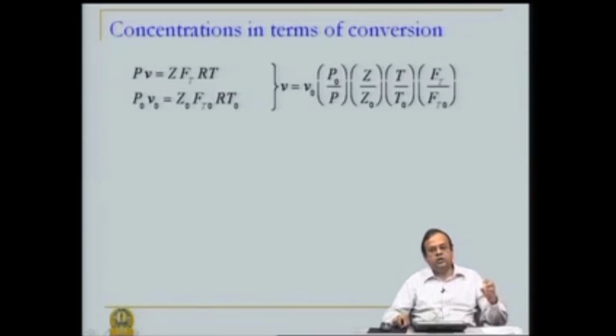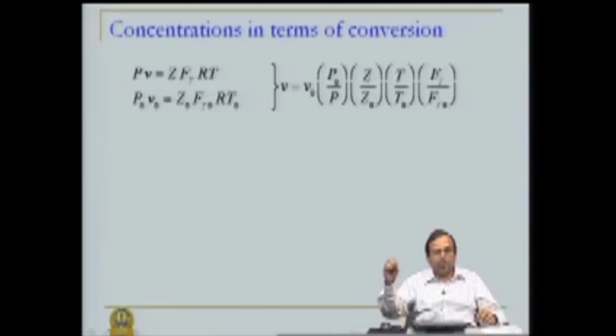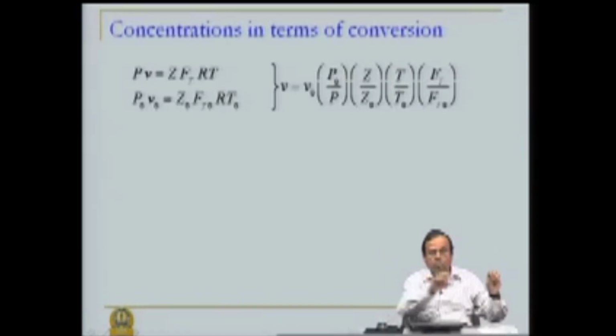So, what we are essentially saying is, suppose this is my entry point and I have reaction and an exit point. Between entry point and exit point, my pressure may be changing. Why? Because there could be pressure drop along the length of the reactor. My temperature may be changing because there are associated heat effects, or my molar flow rate may be changing. Why? Because there is a change in the number of moles, and as a result of all these factors, my flow rate at entry could be different from the flow rate at exit, and I need to relate these quantities. So, this is the first step in that direction.